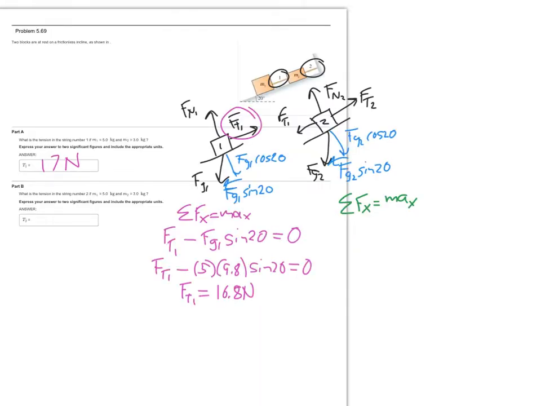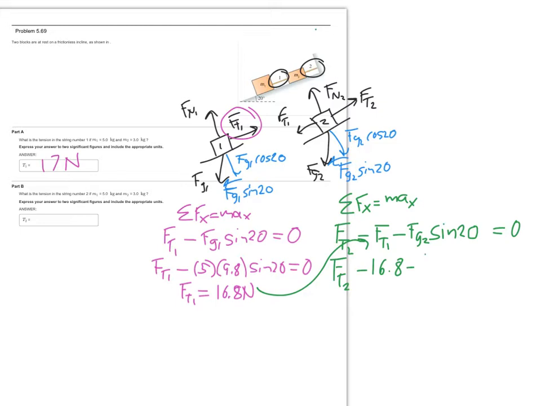Moving on to box 2, I'm going to set up that F equals MA as well. So for that, I'm going to have FT2 going up the incline minus FT1 minus FG2 sine of 20, that x component of gravity. And that's also equal to 0 because this system is not accelerating either. FT2 is what I'm looking for. I don't know that. I do know FT1. That's going to be 16.8 newtons because it's the same force on both objects.